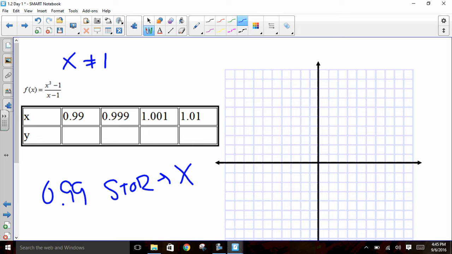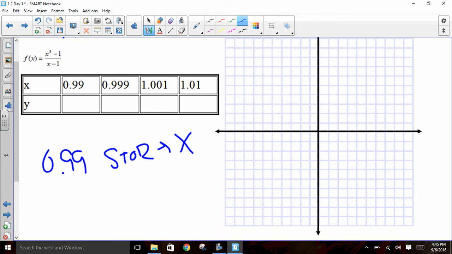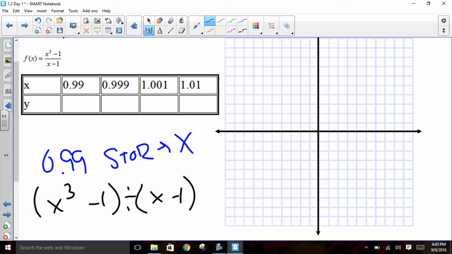So now that we've got that stored, let's figure out what my y is when x is 0.99. In my calculator, I'm going to take x cubed, which you should know we can get to with our little caret key, minus 1, divided by x minus 1. You should get about 2.970.